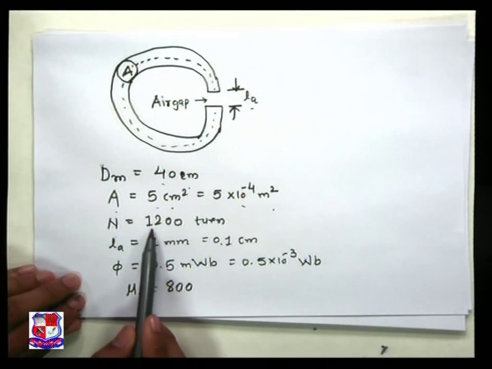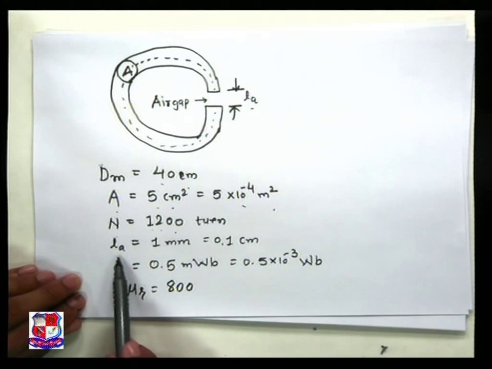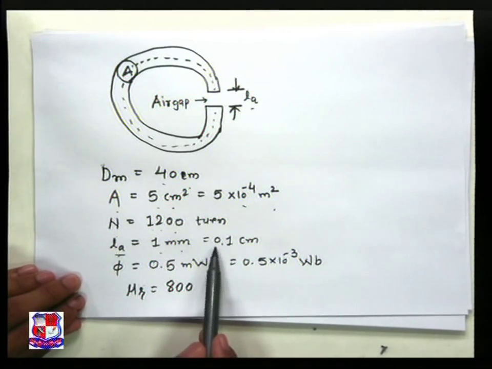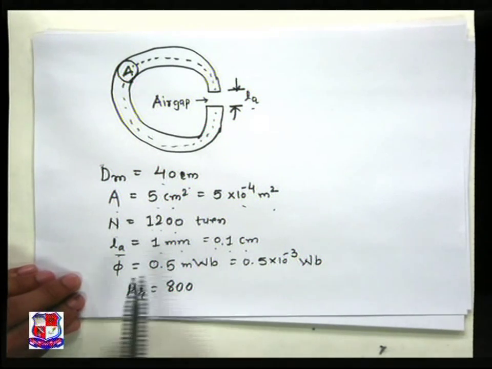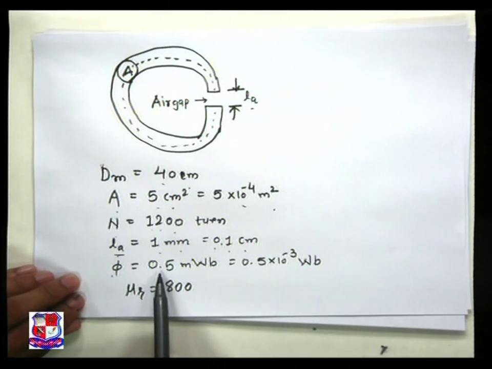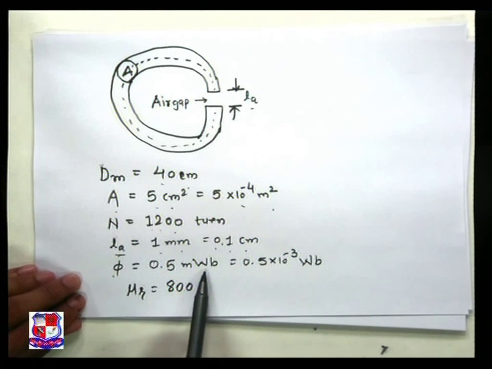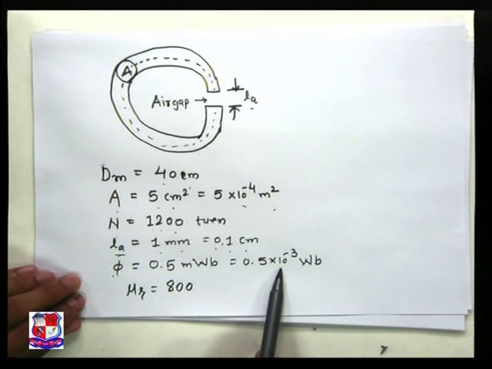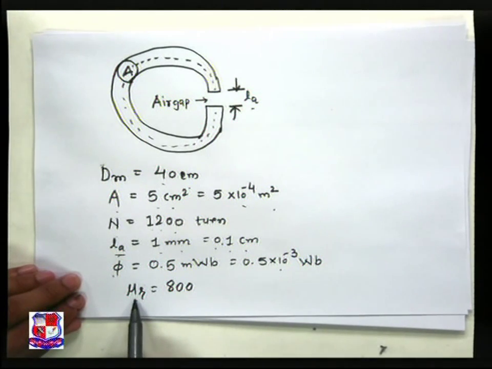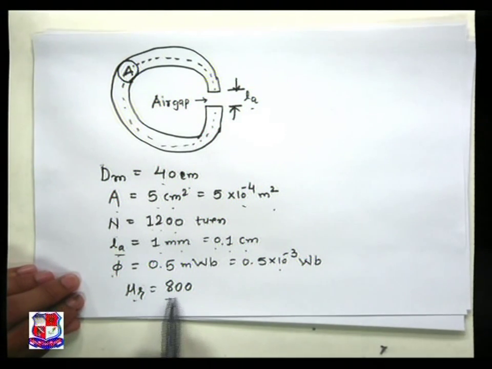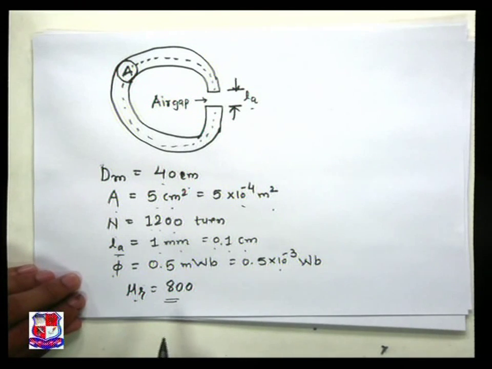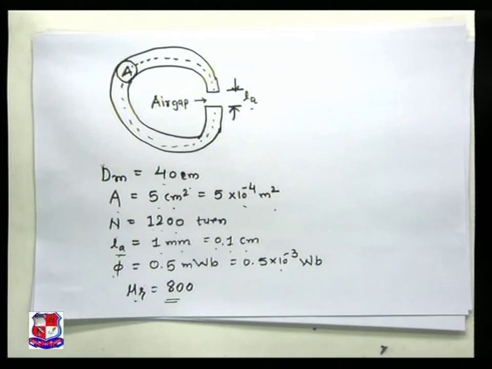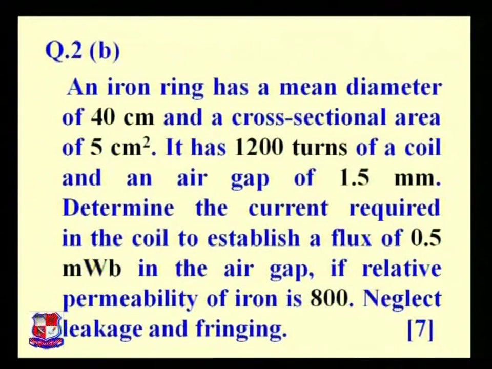N is equal to 1200 turns. LA, length of air gap, is 1 mm. We can write down 0.1 centimeter. Flux, we require to produce a flux of 0.5 milliweber. It means milli is equal to 10 raised to minus 3 Weber, and relative permeability mu r is given as 800. Now on the given data we have to find out how much current will be passed through the coil.